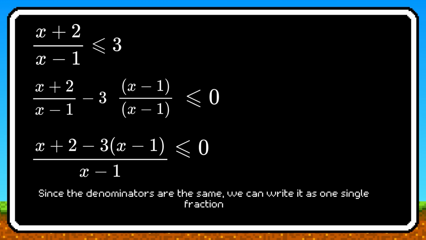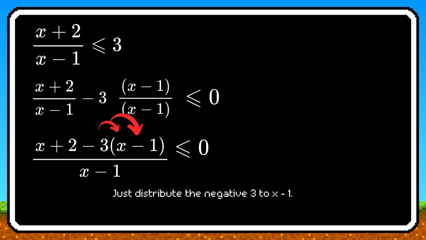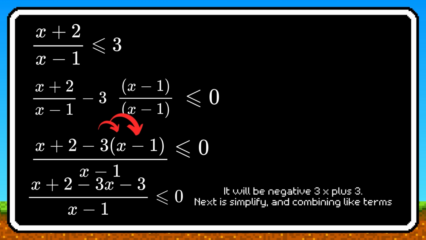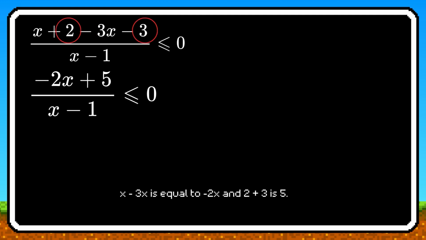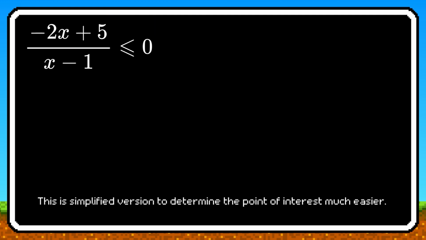Since the denominators are the same, we can write it as one single fraction. Just distribute the negative 3 to x minus 1. It will be negative 3x plus 3. Next is simplify, combining like terms. x minus 3x is equal to negative 2x, and 2 plus 3 is 5. This simplified version makes it much easier to determine the points of interest.